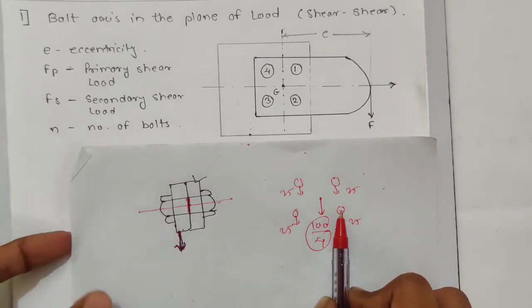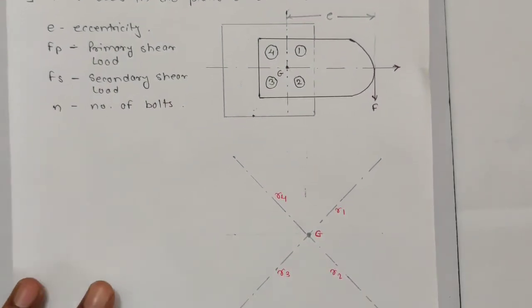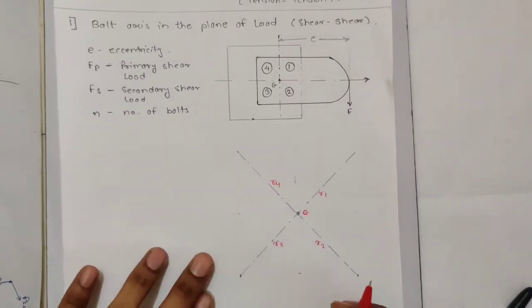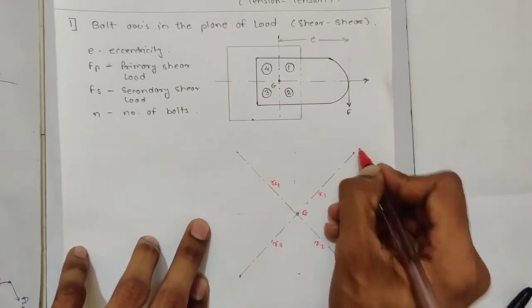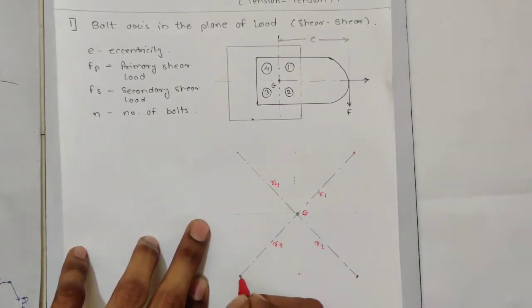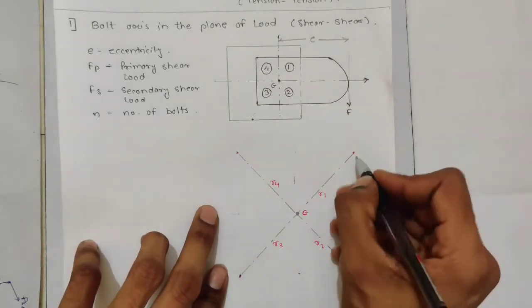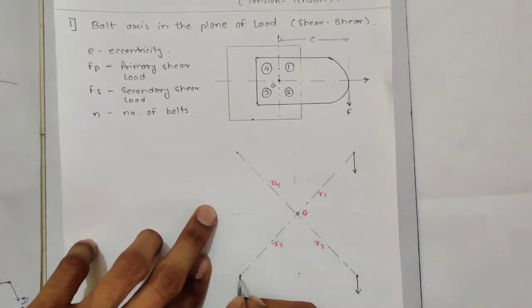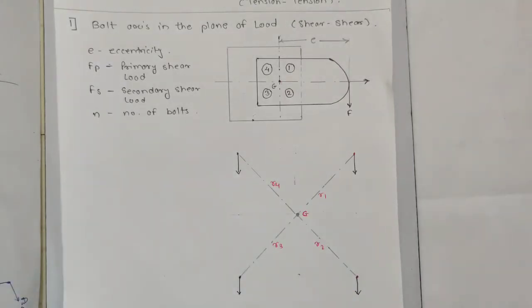Okay, so see, we have 4 bolts. I'm just marking this as the first bolt, this is the second bolt, this is the third bolt, and this is the fourth bolt. The primary shear load is acting downwards.